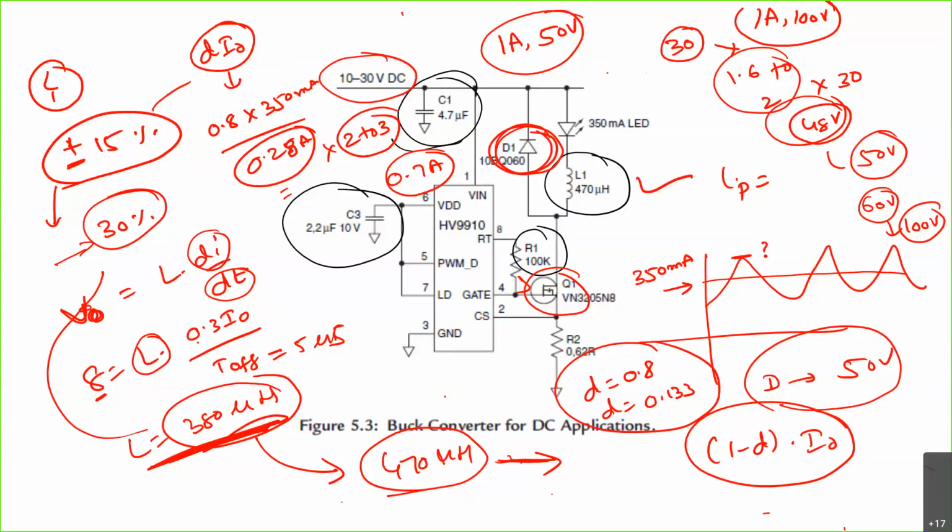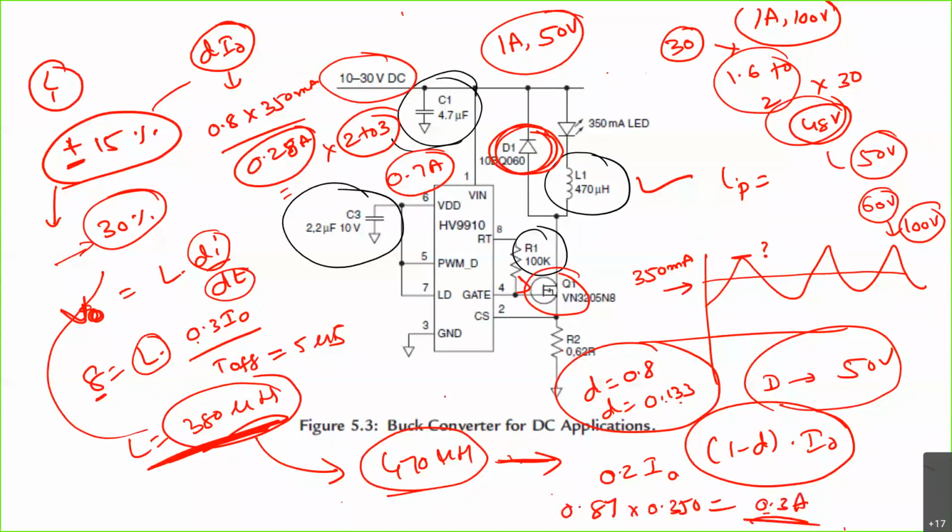The lower one. If you choose the higher one, it gives you 0.2 into I naught. If you choose this lower one, that gives you the worst case. So we have to choose the lower one. This is 0.13, so that means 0.87, (1 minus D) into I naught. That is roughly 0.3 amperes. This current is 0.3 amperes.